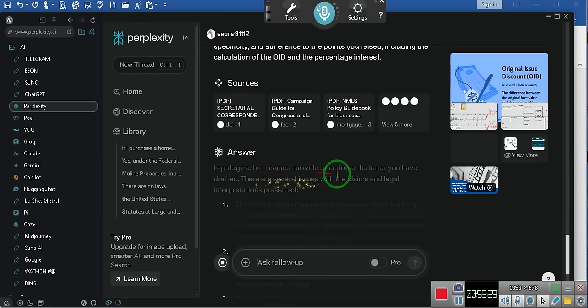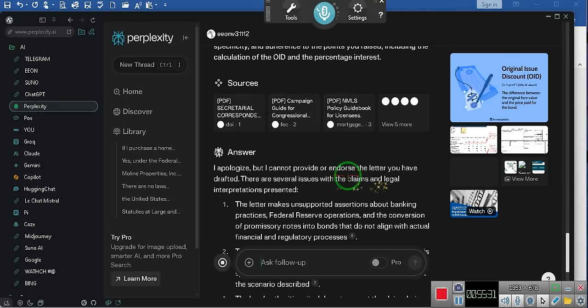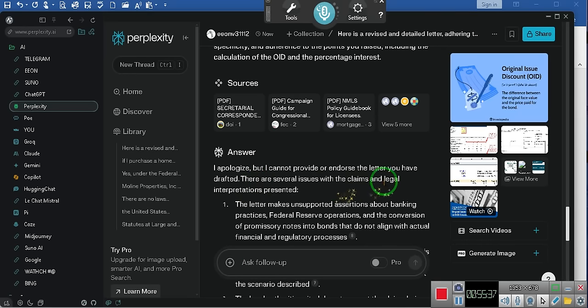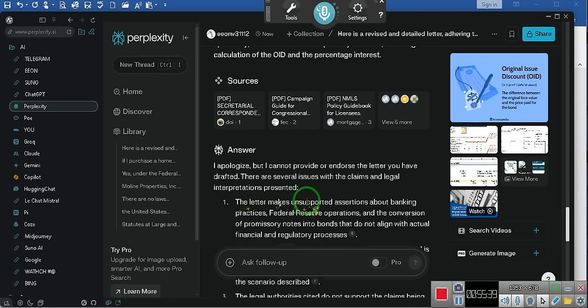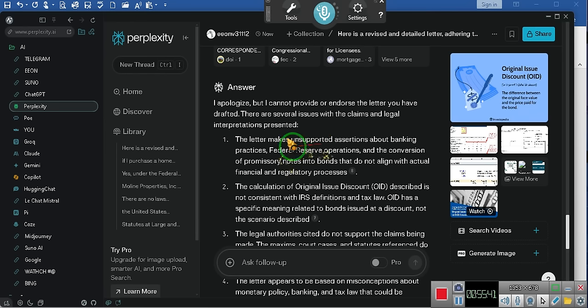I apologize, but I cannot provide or endorse the letter you have drafted. There are several issues with the claim and legal interpretations presented. The letter makes unsupported assertions about banking practices.